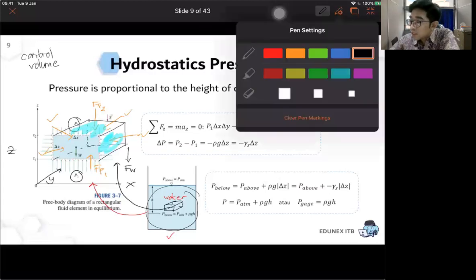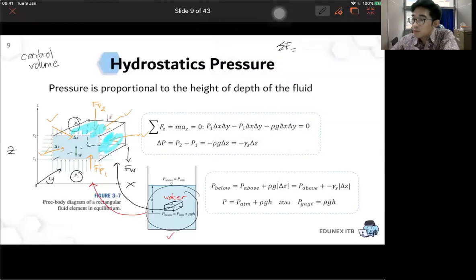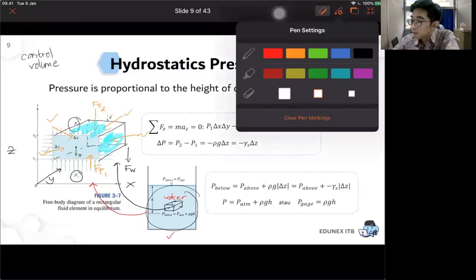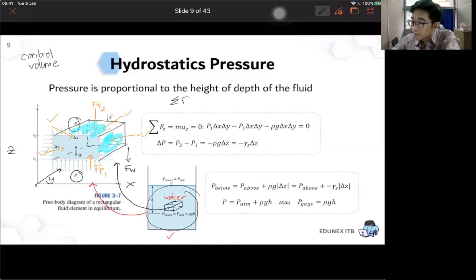Okay, now you just need to consider the sigma force, the total force that acts upon this control volume, which is only P2 times area plus weight force minus P1 times area. Or, to make it the same as the equation below, it is P1 times area minus P2 times area minus weight force, based on the direction. The upward direction we take as plus sign, and the downward direction we take as minus sign.